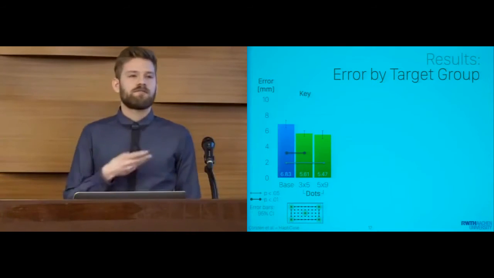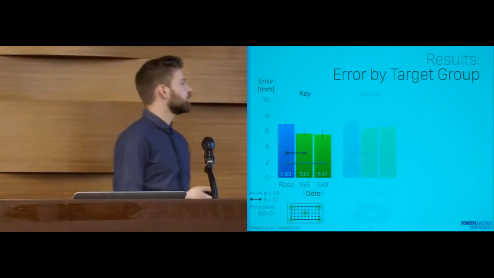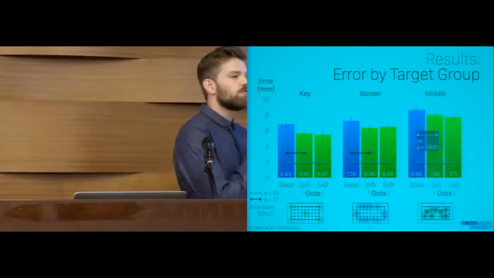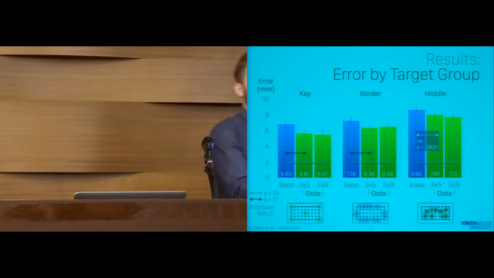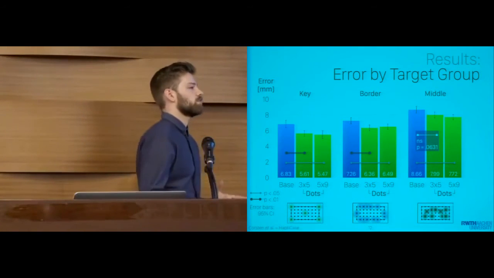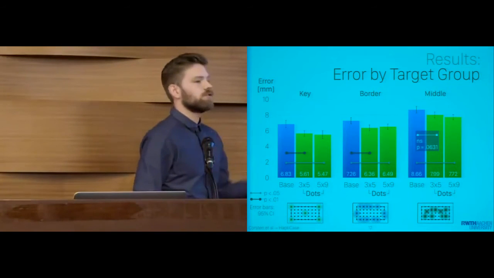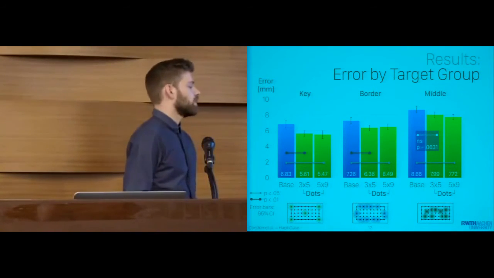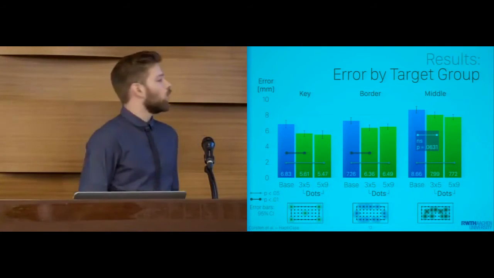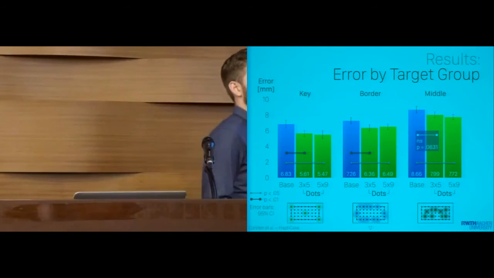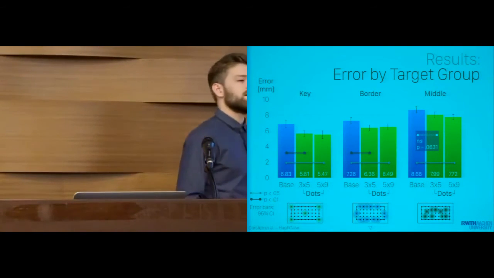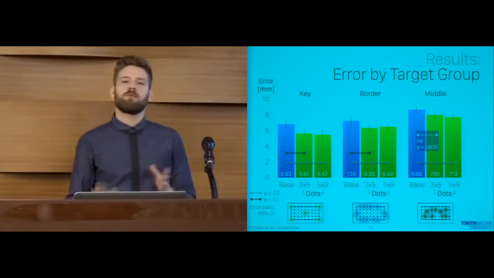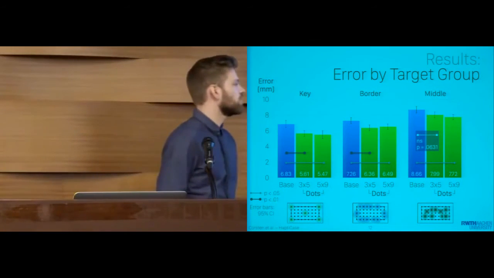We also look at the different target groups, and what we can see here basically is that the further we move away from the border towards the center, the more difficult it becomes to hit the targets. Still, using the dots design, we are significantly better compared to the base condition. Only for the 3x5 base condition for middle targets, the difference is not significant, but we could detect at least a trend, so the p-value is around 6%.